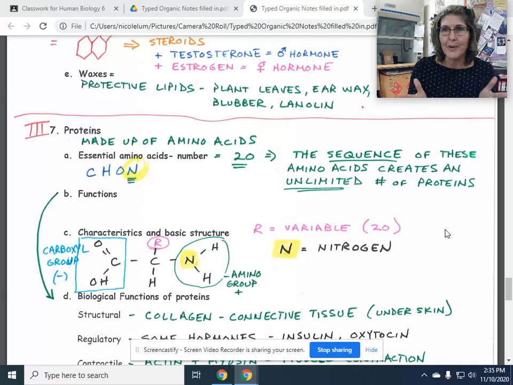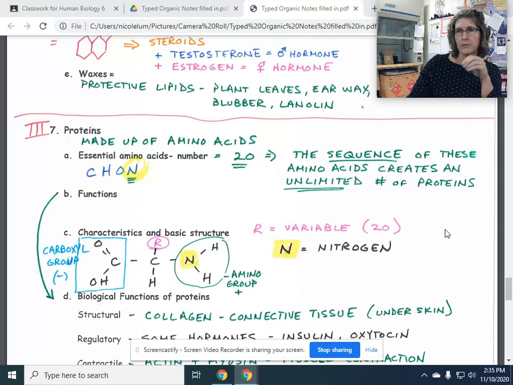And maybe you only have 20 different Legos. You have some blue ones and some red ones and some green ones and maybe some square ones and rectangular ones. But there are 20 different amino acids. With those 20 different amino acids, I don't care how many of each of them you have. You might have 400 blue ones, 300 green ones. It doesn't matter. But you have 20 different ones. By stringing them together, you can make unlimited structures from them.